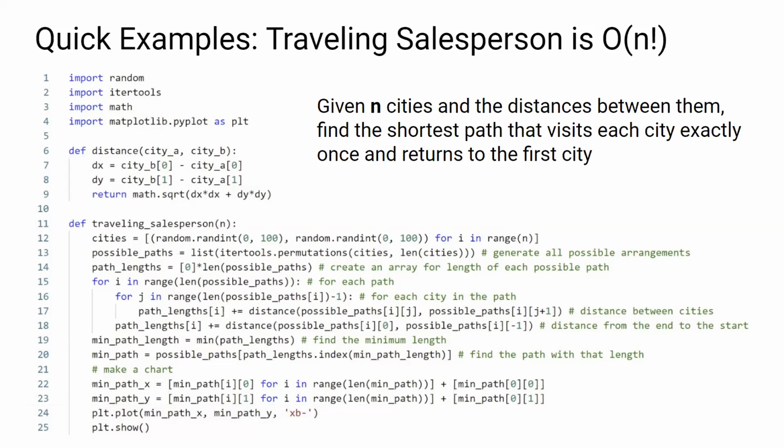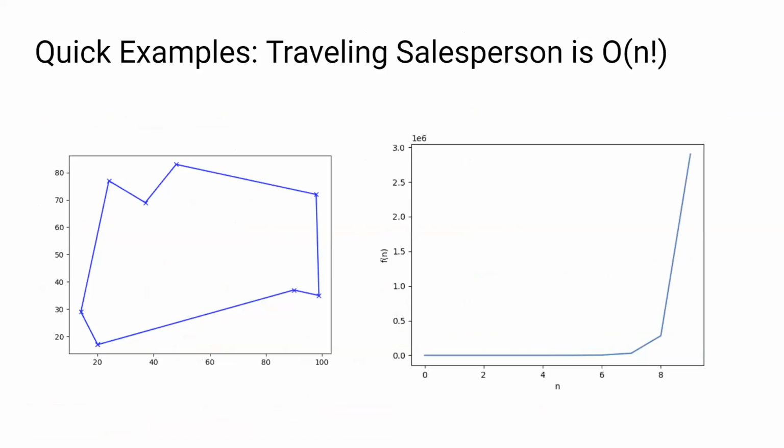There are some algorithms that can cut that down a little bit. Cool, and that's the chart that it generates. Nice one. And you can see here on the right, we have the actual curve. And for just 8 cities, we're already up to 3 million possible combinations. So factorial just really explodes.